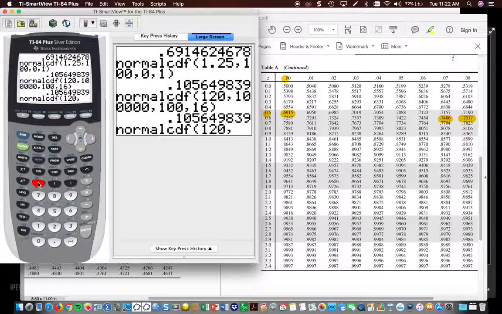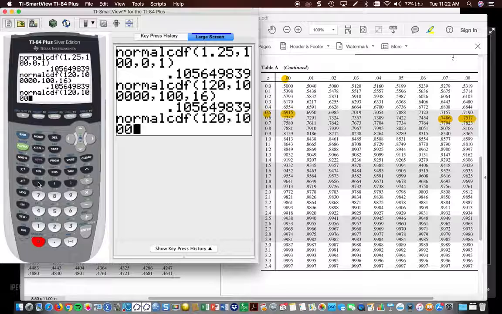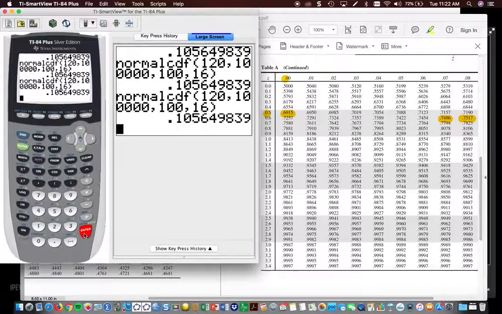And it's going to ask you for an upper bound, something big. And then it's going to ask you for the mean. And it's going to ask you for the standard deviation. Right. And then when you hit enter, it'll give you the same answer. Okay, so if you don't have one of the newer calculators, you just have to remember lower, upper, mean, standard deviation is the parameters that come after that.